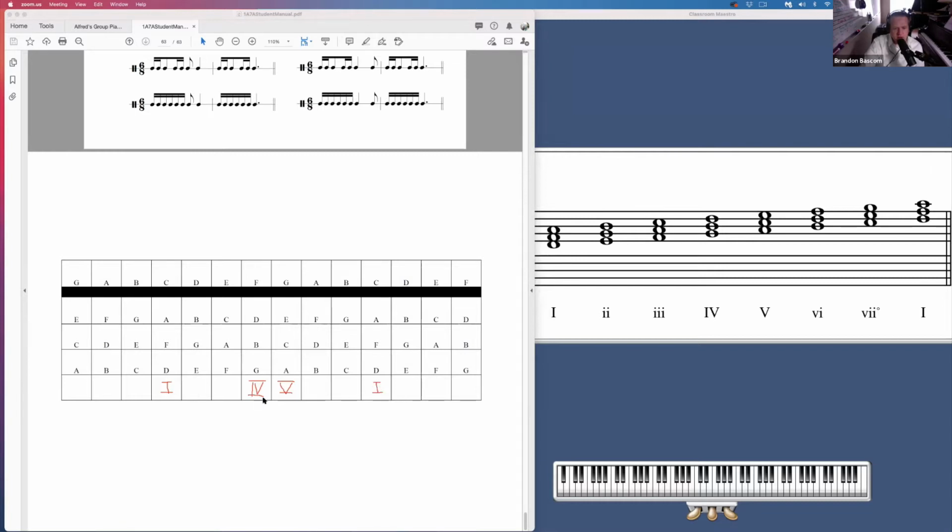I know that my 2 chord is minor, so I have a lowercase, and I know my 3 chord is minor. I have a lowercase. Same with 6, and 7 is diminished, so I have lowercase plus the diminished degree symbol.